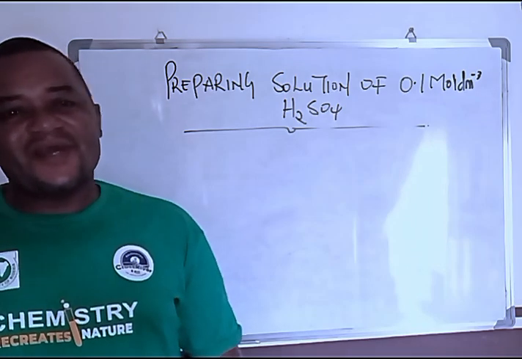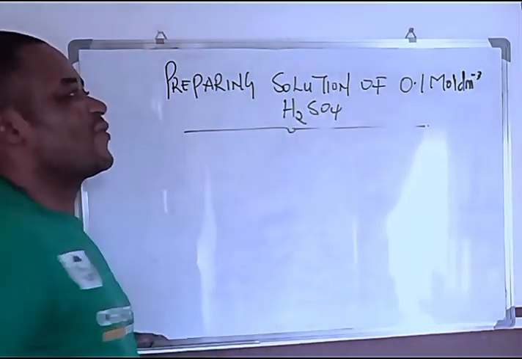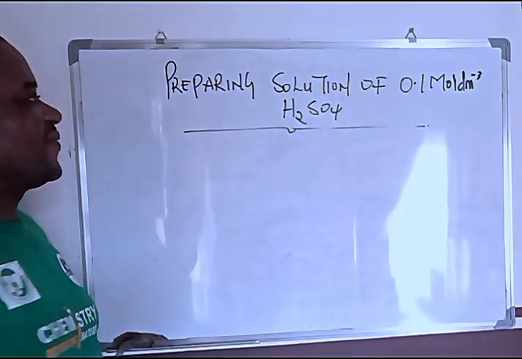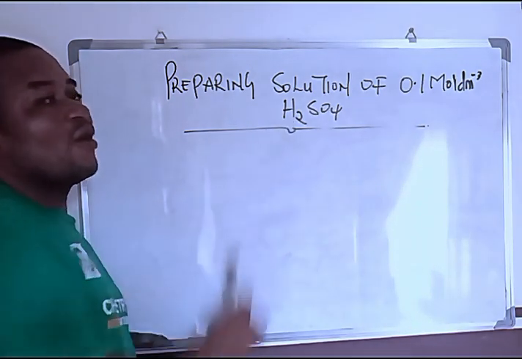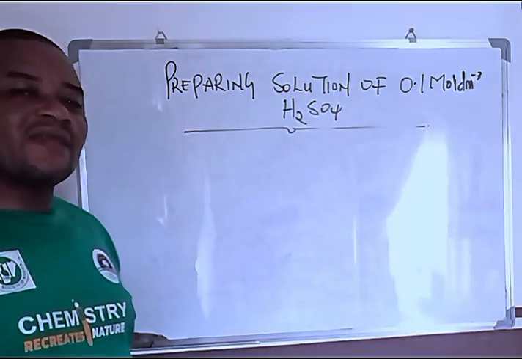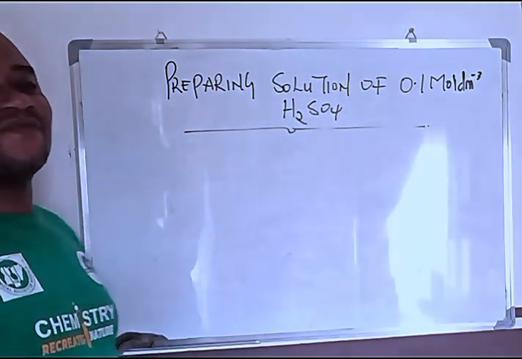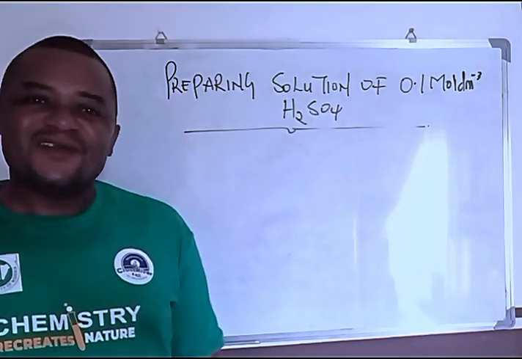Now today you and I are going to be talking about preparing a solution of 0.1 mole per dm cube of sulfuric acid, which is hydrogen tetraoxosulfate 6 acid. How do we prepare its standard solution? Remember that for acids and bases, we can always prepare their standard solution.